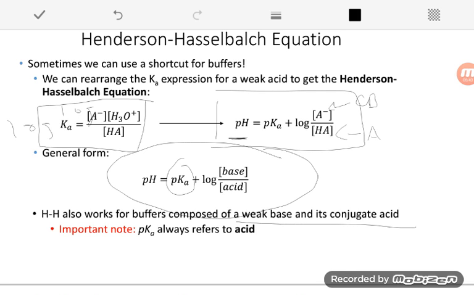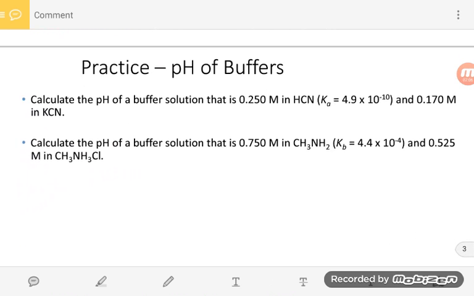Do keep in mind that this pKa always refers to the acid. So if you have a base and its conjugate, it refers to the conjugate acid. So sometimes we'll have to use that equation, pKa plus pKb add up to give me 14. But instead of going through all that ICE table nonsense, we're going to use the Henderson-Hasselbalch equation most of the time when we want the pH of a buffer solution. So let's look at some simple examples.